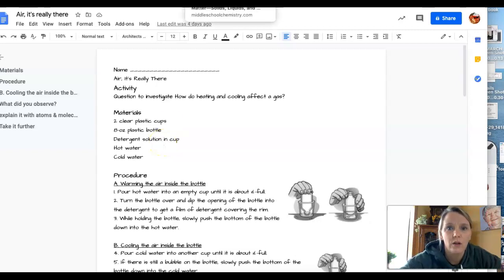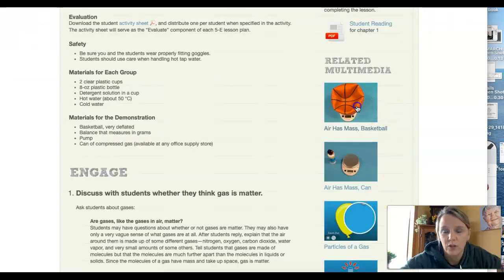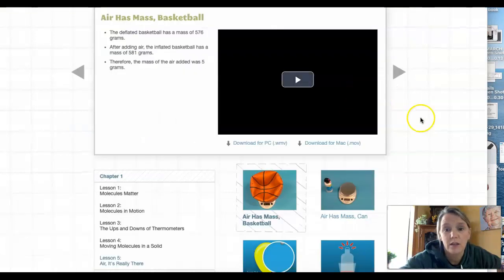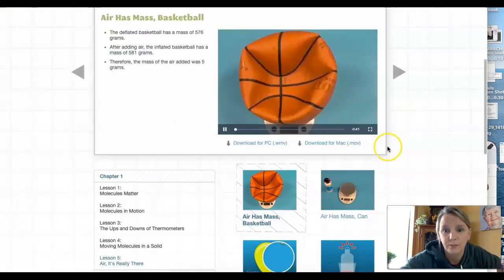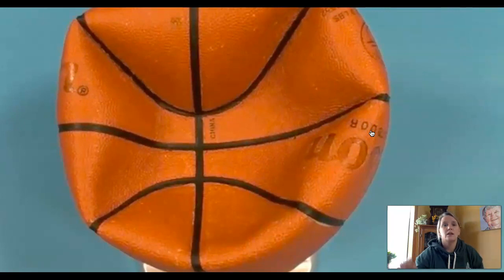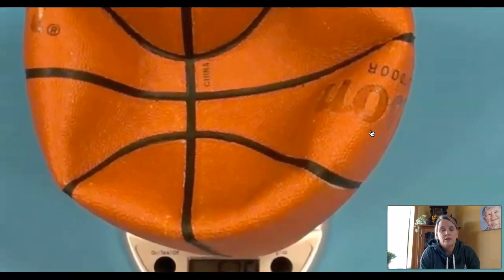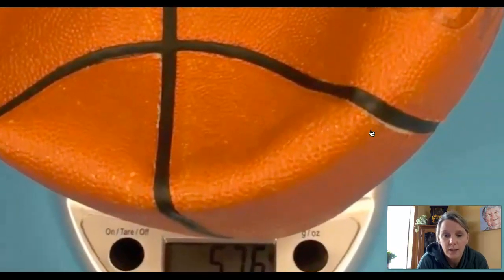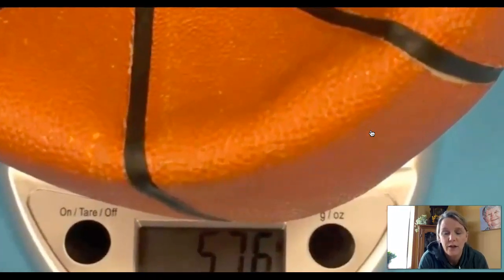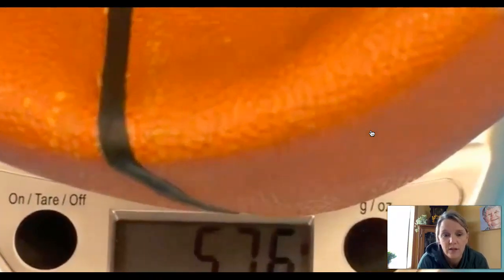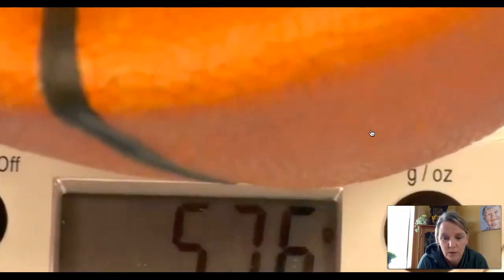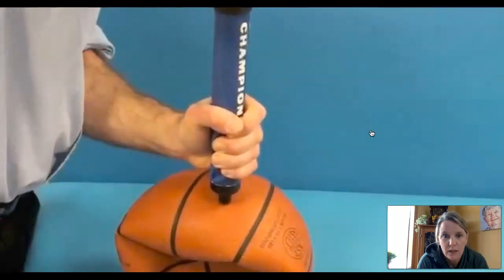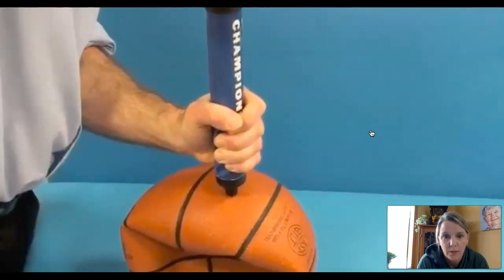We're going to start out looking at a couple animations, okay? So this first one is of a basketball. Make this full screen. So the basketball is deflated, as you can see. It is on a scale, and it is measuring 576 grams. Now this guy is pumping up the basketball.